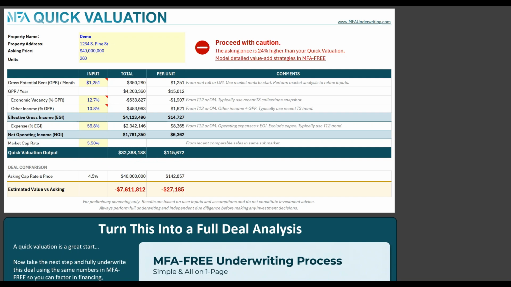And keep in mind, the quick valuation does not consider the timing of the deal, the financing, rent growth, renovations, the long-term returns in terms of IRR or AAR, but it does get you an idea whether or not you should move forward.